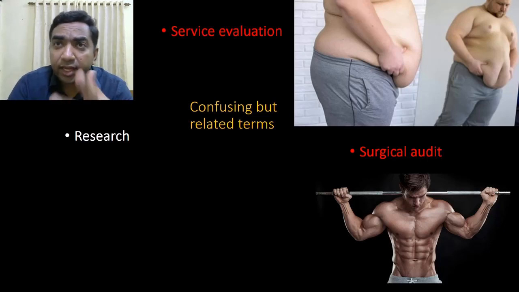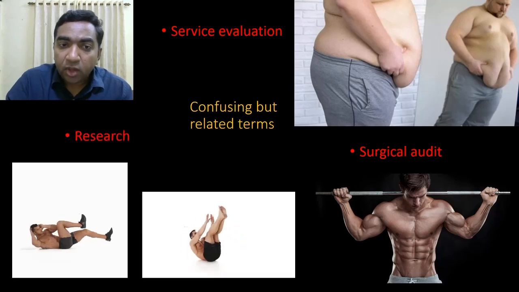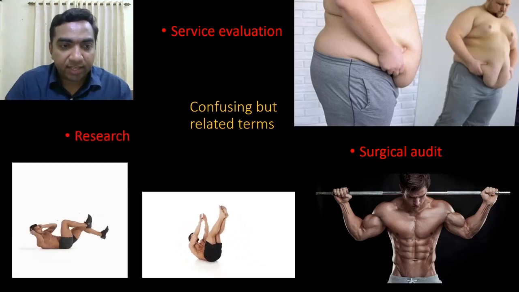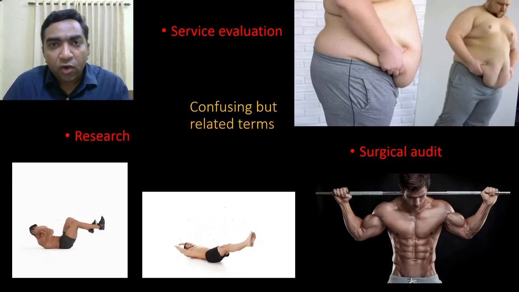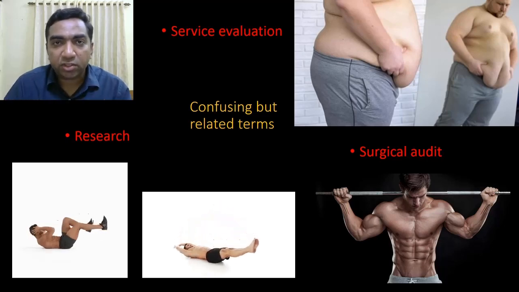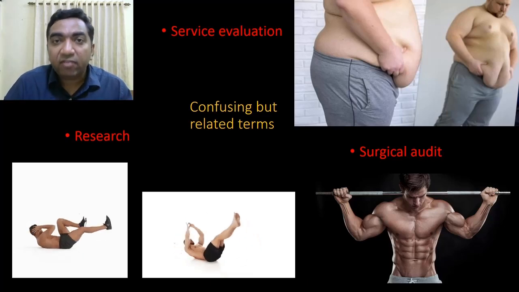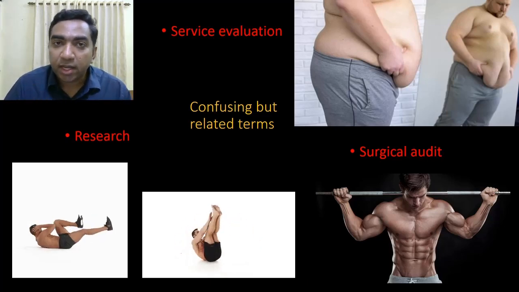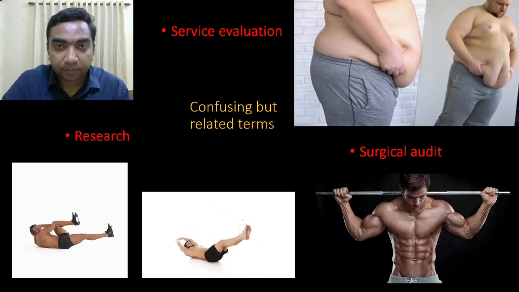Sometimes we feel that the international standards may not be applicable in our scenario. We have to do something different. We have to find something different which can be applicable in our scenario. So we will see which type of exercise is better for our abs or our abdominal muscles. Like that, we see which type of procedure or process is better for our surgery department or our unit. So for that, we may need some kind of research. In this way, service evaluation and surgical audit can finally lead on to research.